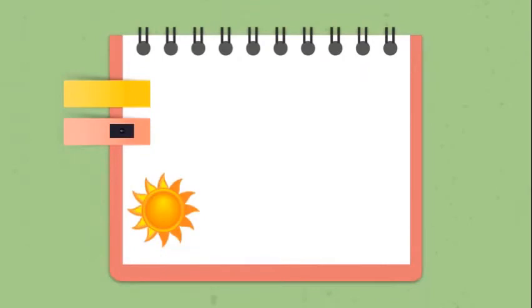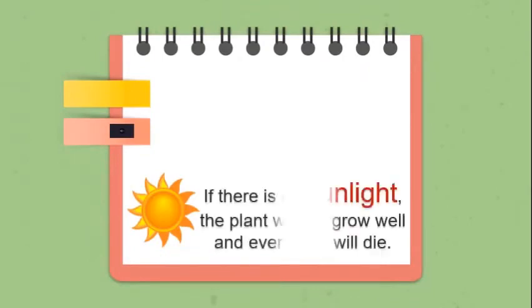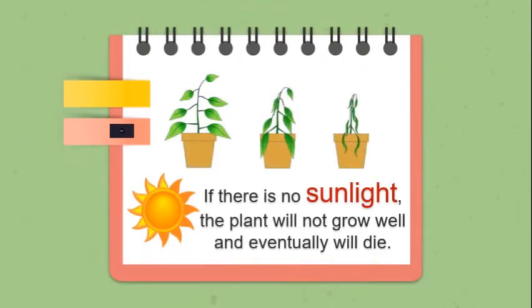Sunlight. If there is no sunlight, the plant will not grow well and eventually will die. So the same as water, sunlight is also very important.